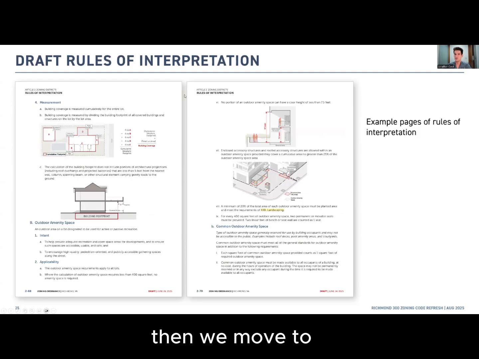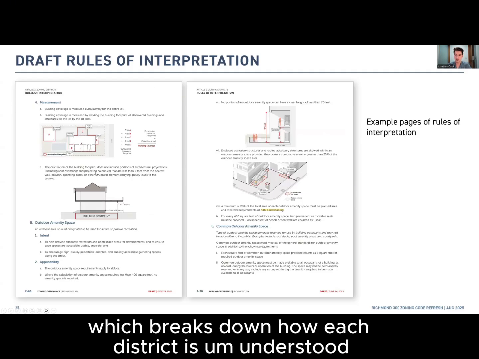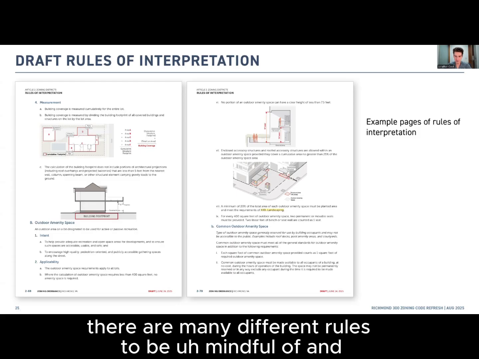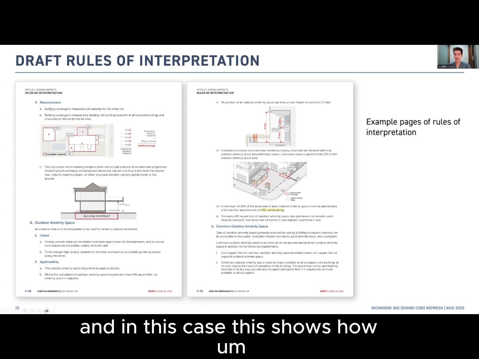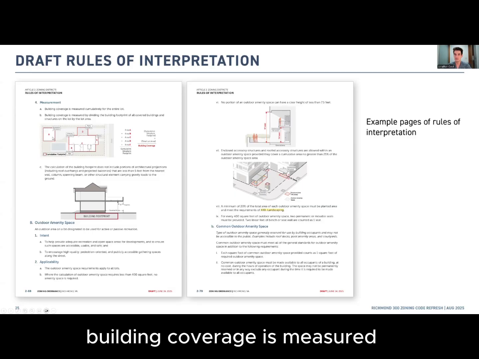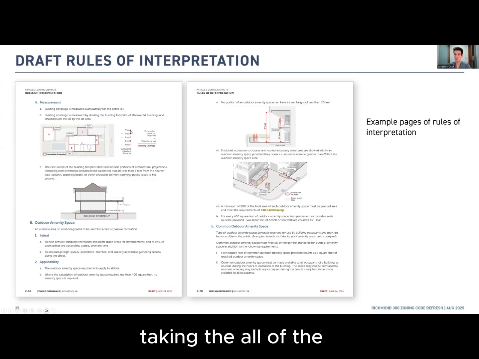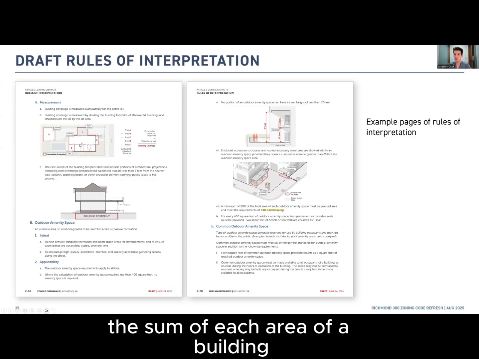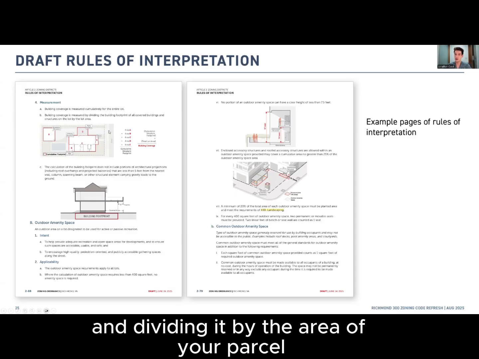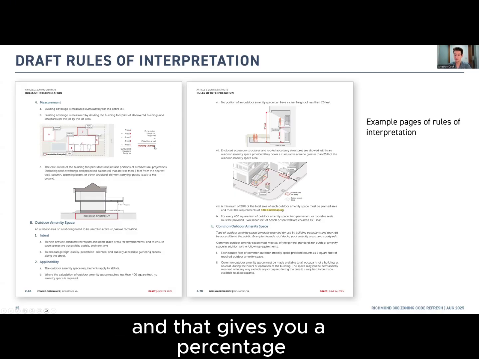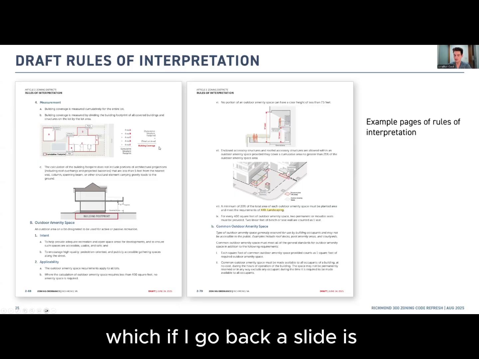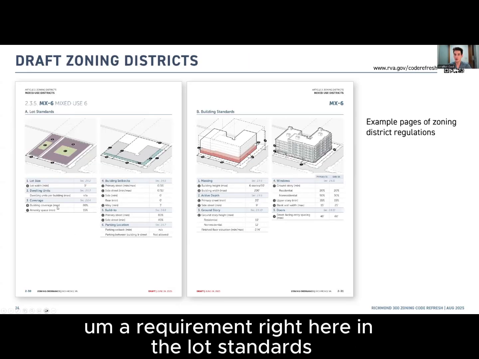Then we move to what we call the rules of interpretation, which breaks down how each district is understood. There are many different rules to be mindful of, and in this case, this shows how building coverage is measured, which is an example of taking the sum of each area of a building and dividing it by the area of your parcel. And that gives you a percentage that's called building coverage, which, if I go back a slide, is a requirement right here in the lot standards.